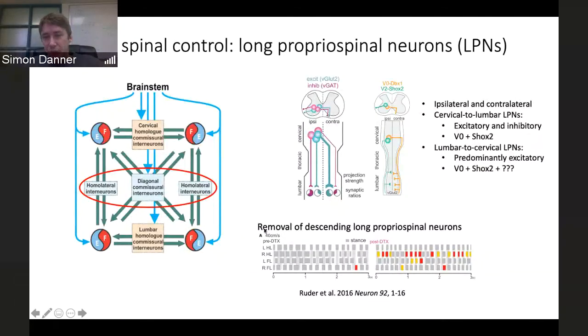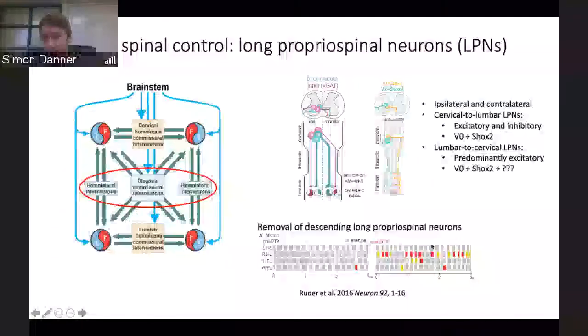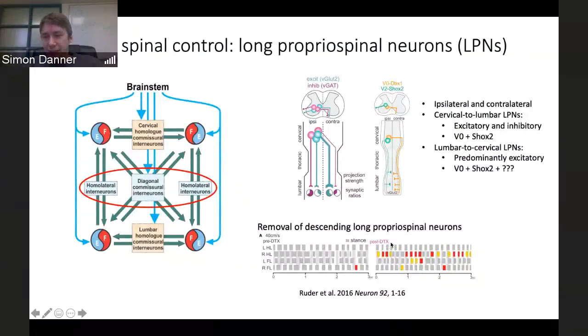Additionally, they showed that the removal of the descending long supraspinal neurons has a transitory effect on the gait. Here you see again the stance phases for the hind limbs and for the forelimbs. This is at 40 centimeters per second. Here the stance marked in red indicates left-right synchronization, and that occurs and switches between alternation and synchronization when actually a trot would be the standard gait. This effect is speed dependent, which is not shown here, and mostly affects the hind limbs.